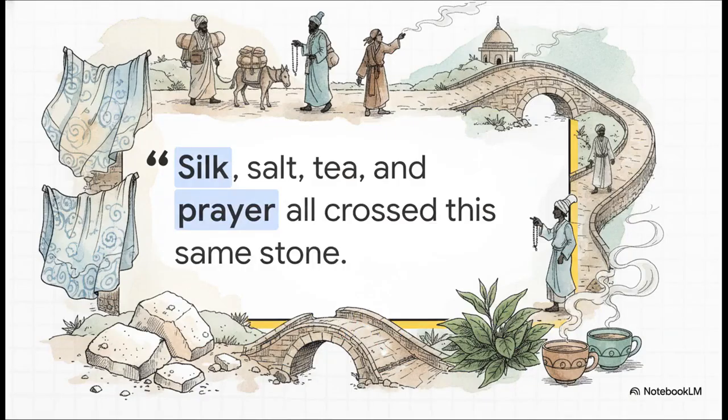We end on this incredibly powerful quote from the script's epilogue. Silk, salt, tea, and prayer all cross this same stone. I think this perfectly encapsulates the core message of the source material. It forces us to reconsider history, not as a series of grand, sweeping empires, but as the quiet, grueling competence of the everyday people who literally carried the world on their backs.